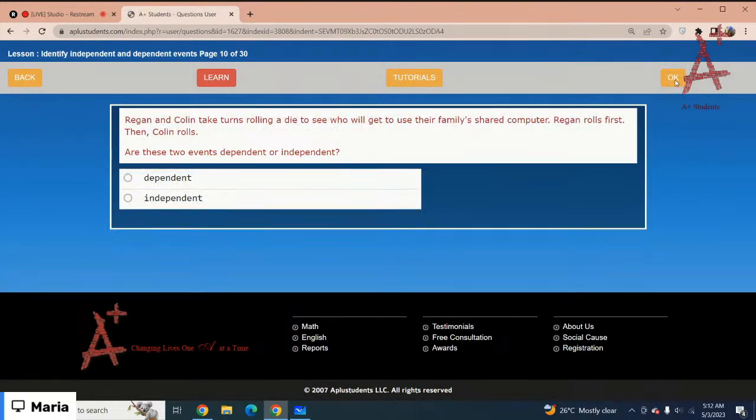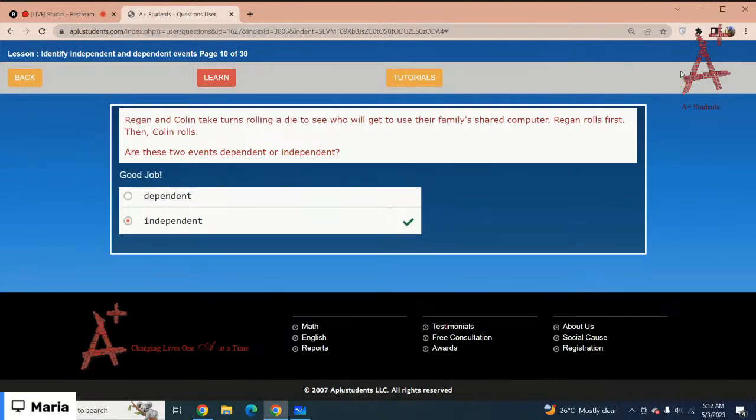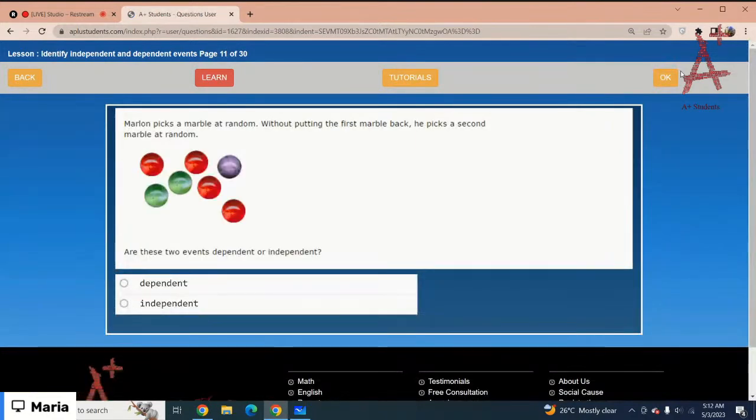Reagan and Colin take turns rolling a die to see who will get to use the family's shared computer. Reagan rolls first, then Colin rolls. Are these two events dependent or independent? They are independent. Dice and spinners are always independent events. Got it? Okay, you can complete the test by yourself later today. Let me just move on to the next lesson.